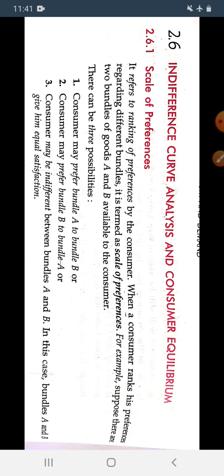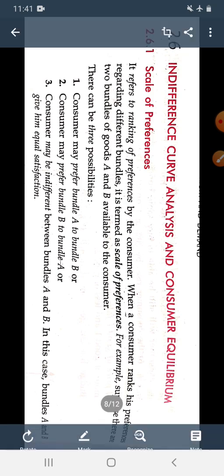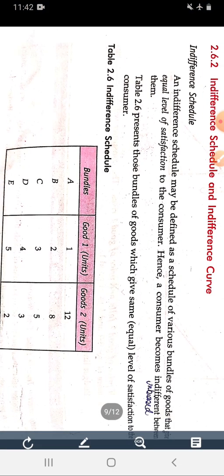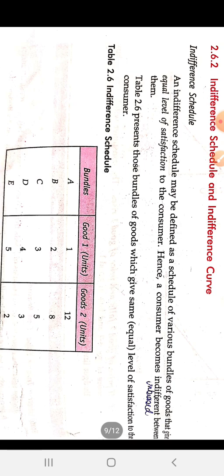In this case, both commodities give him equal satisfaction. Burger and pizza both give the consumer equal satisfaction. It is the scale of preferences. So the conditions are: the consumer prefers A over B, B over A, or the consumer can't make any difference between the two. Both bundles of goods give the consumer equal satisfaction.